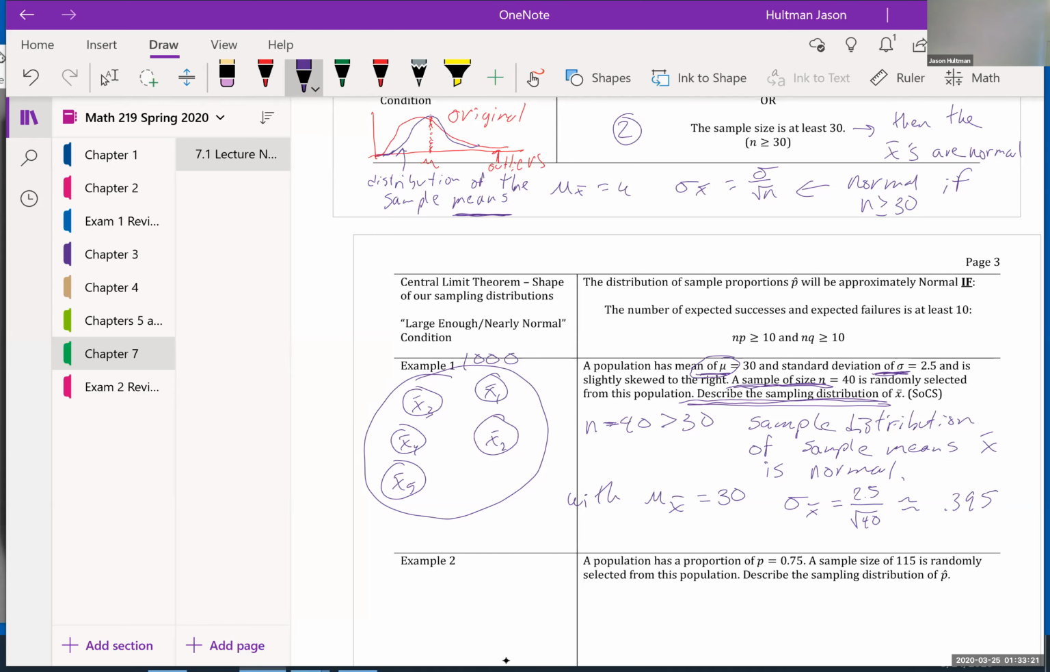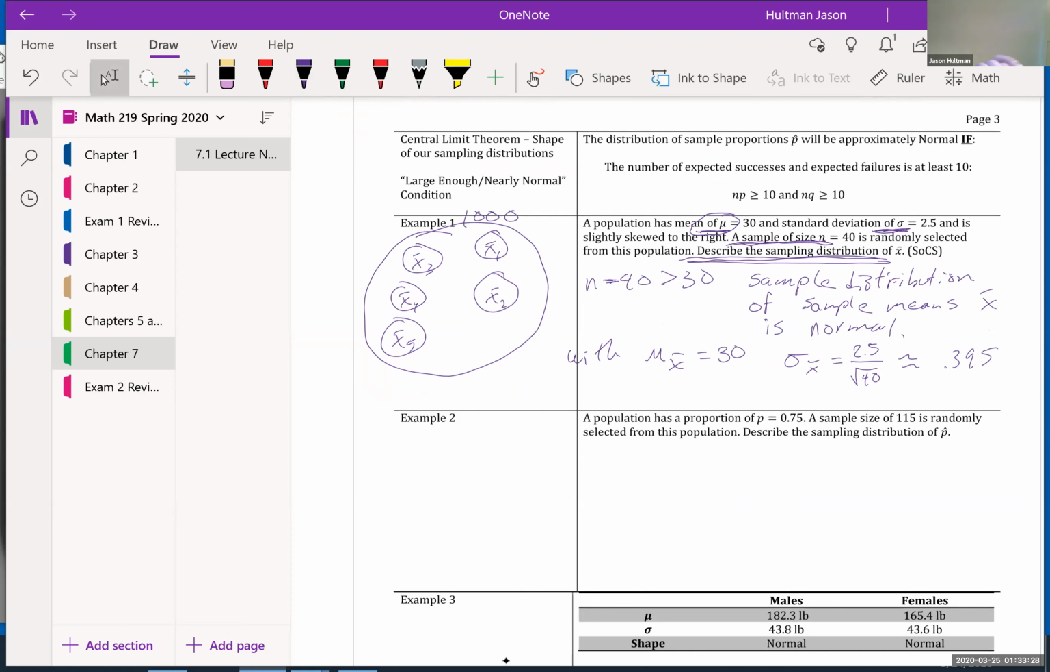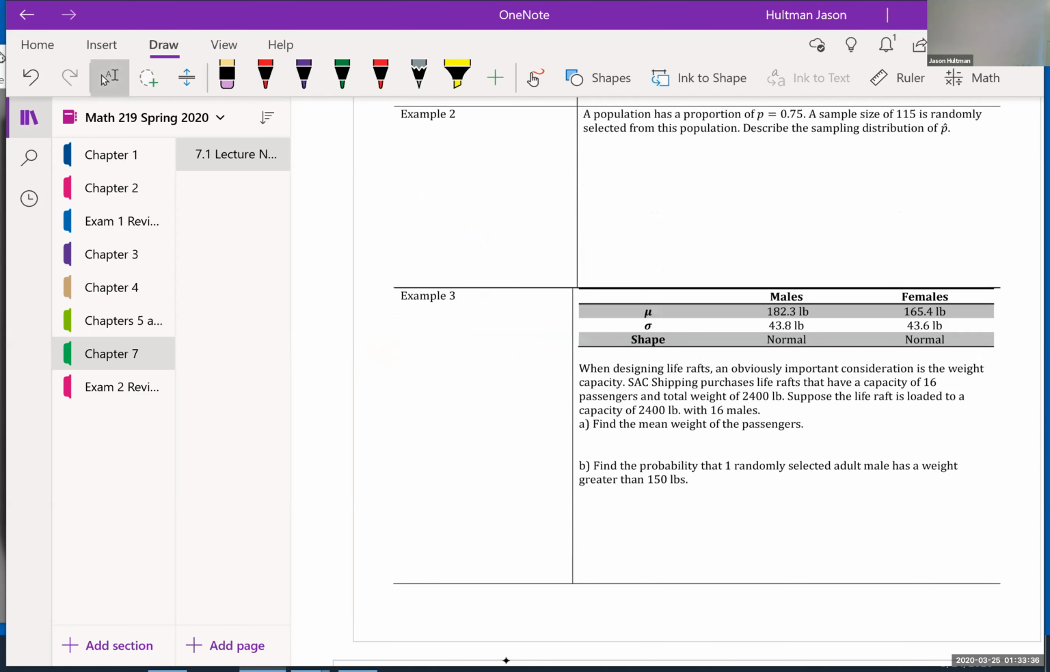Okay. Okay, let's try example 2. Okay, population has a proportion. Oh no, let's skip 2. Okay, let's go to 3. Okay, let's do 3 with our sample means.